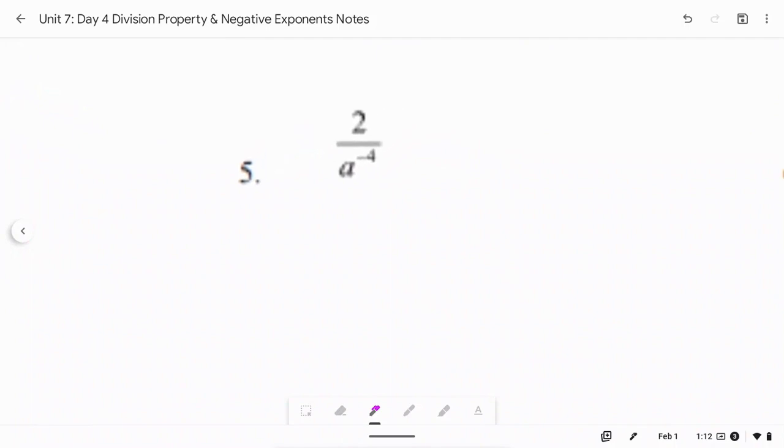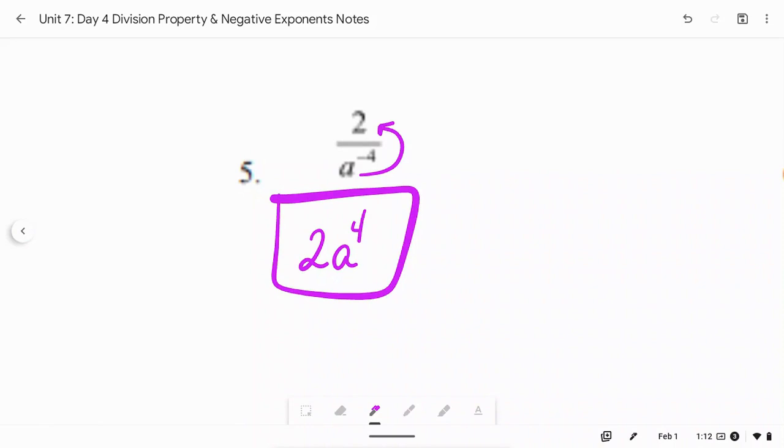In problem number 5, we just have to move the negative exponent into the numerator. So 2 would stay, and then a to the 4th would go next to it. That's the final answer.